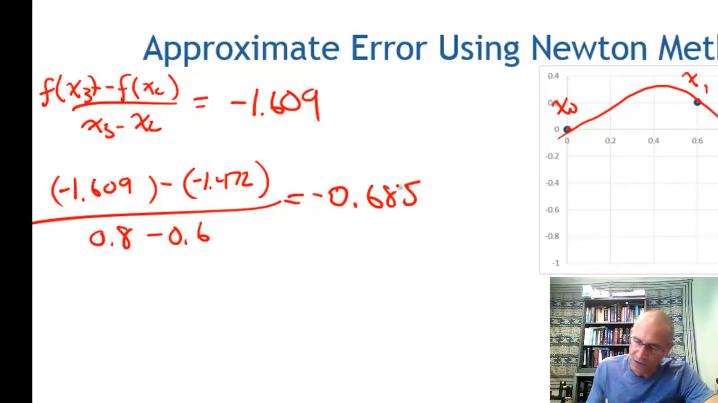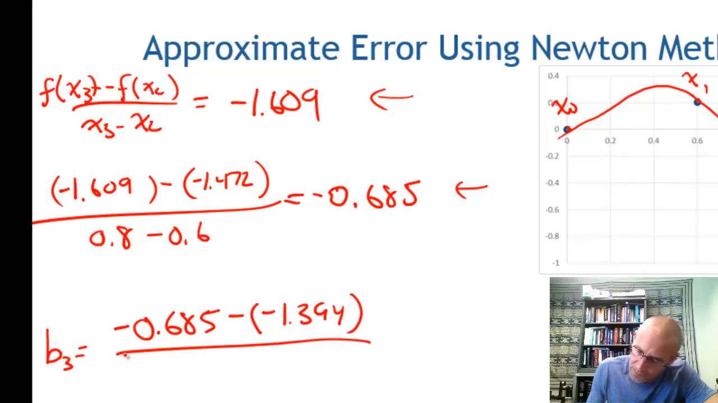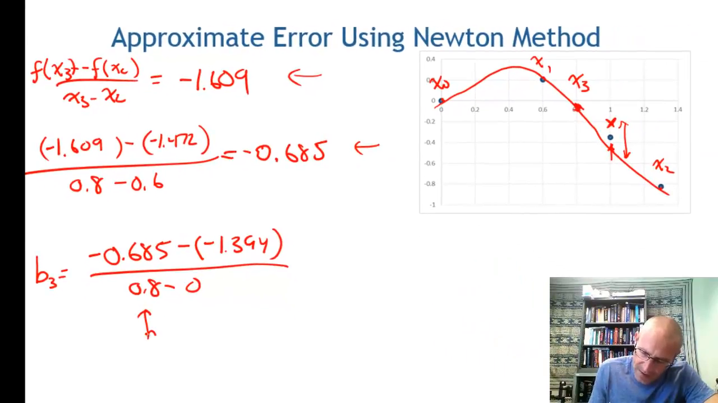All right, so now this was the lowest order, the next order up. So now I can go ahead and calculate B3, which is going to be my two divided differences. So minus 0.685 minus 1.394, and all of that over 0.8 minus 0. Right there is my x3 value. And so that is going to be 0.88625. Right?